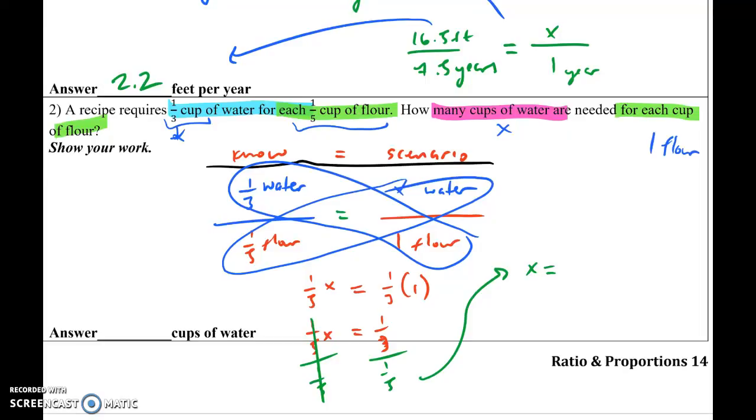Take that to the side of your paper. 1/3 divided by 1/5. We have to multiply by the reciprocal, and that's going to give us 5/3. All right, so X equals 5/3 cups of water. All right, so 5/3, or we could simply write it as 1 and 2/3. All right, either answer would be okay. I'm going to leave my answer like this.